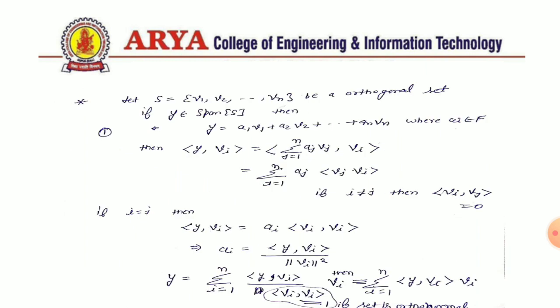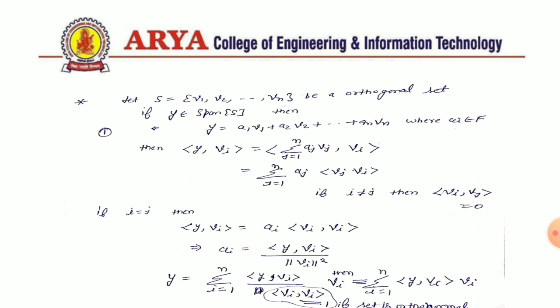Now here S equals v1, v2, v3 and so on vn be an orthogonal set. Let S be any orthogonal set. Then we know that the inner product of any two vectors of an orthogonal set equals 0. So if y belongs to span of S, then y can be written as a1 v1 plus a2 v2 and so on plus an vn, because y belongs to span of S, where ai belongs to F.